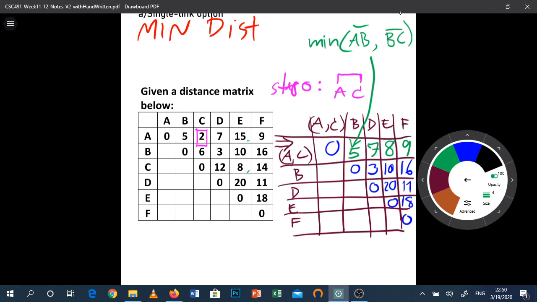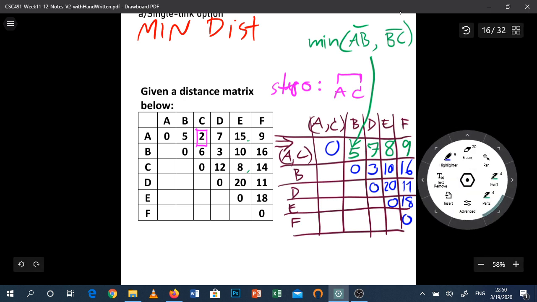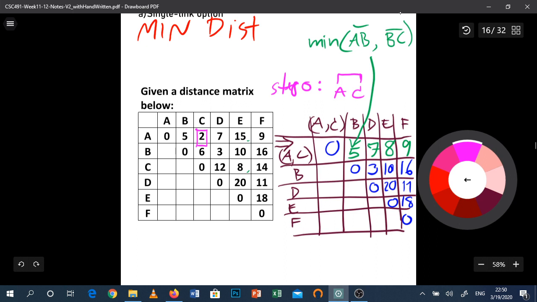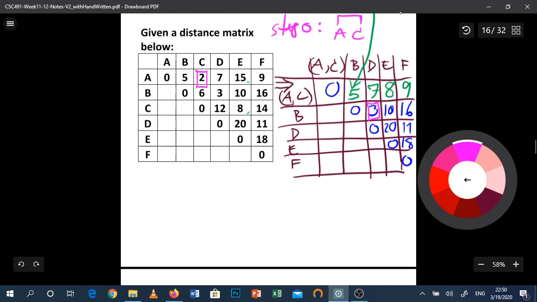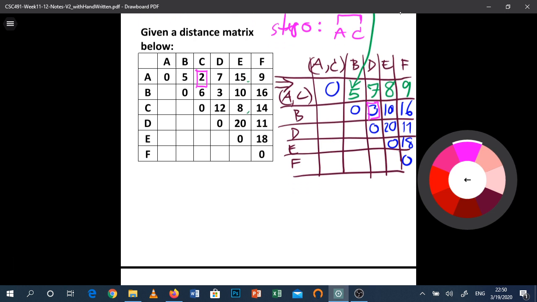Okay, so that's the update distance metric. So the next phase, keep going just like we did before. So let's look at the next possible merge. Locate the smallest one on the latest distance metric between subclusters. So we locate the 3. So that means we update the distance metric. So that is step 1.